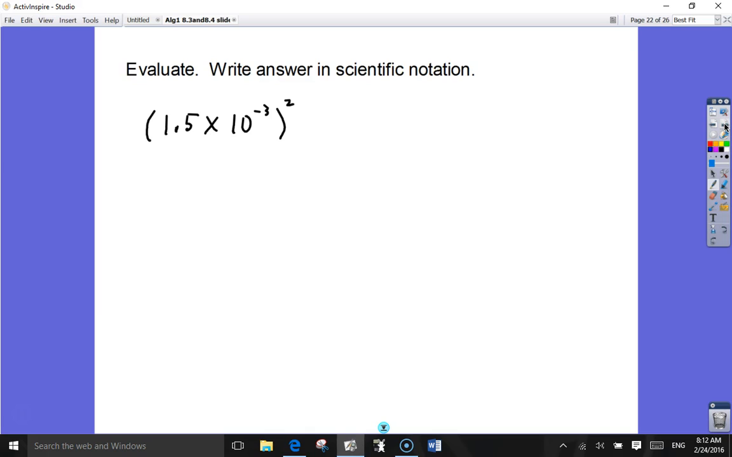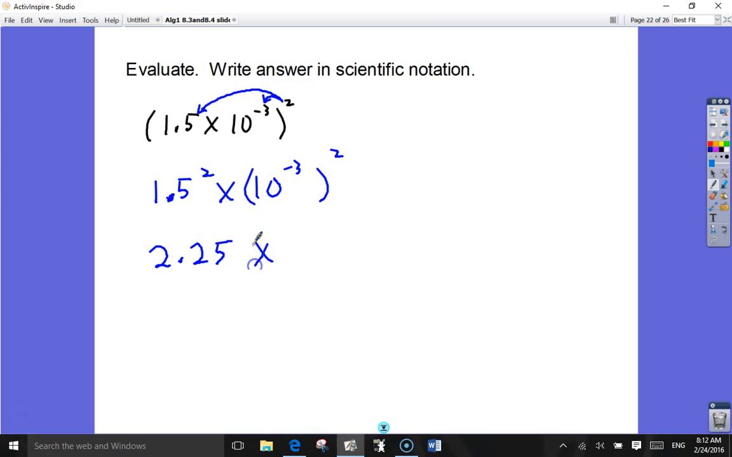So, I mean, this really comes down to the properties of exponents. What do we do when we have a power outside parentheses? You distribute it, right? So this has got to go on the 1.5, and it's got to go on the 10 to the negative 3. So this is 1.5 squared times 10 to the negative 3 squared. Now 1.5 squared, 2.25, right? And then what is 10 to the negative 3 squared? Multiply exponents, 10 to the negative 6. There. That's the answer.